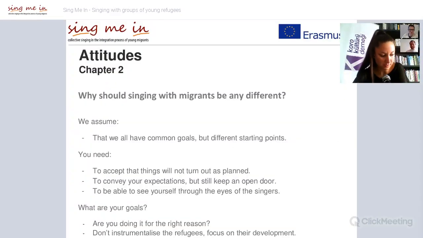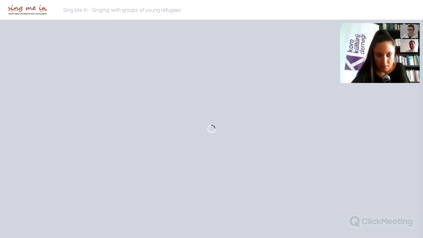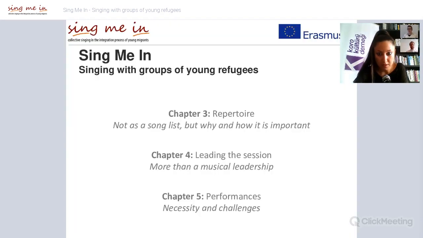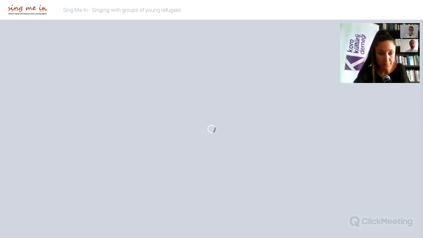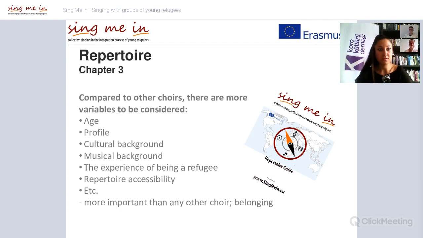I'm taking chapters 3, 4, and 5, which are repertoire, leading the session, and performances. Repertoire is important because you have a very special group of people you are dealing with. You have to keep in mind the ages, the profiles, and cultural and musical backgrounds also. These people all come from different cultural backgrounds and may not be very acquainted with European musical ways. And they all have a very different experience of being a refugee that we may not know as a teacher or a choir conductor. Therefore, you have to take all these considerations in mind when you are trying to decide on the repertoire.